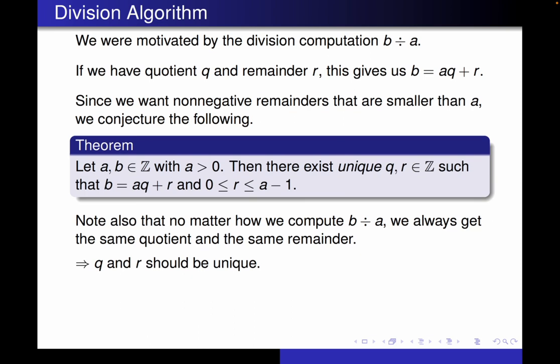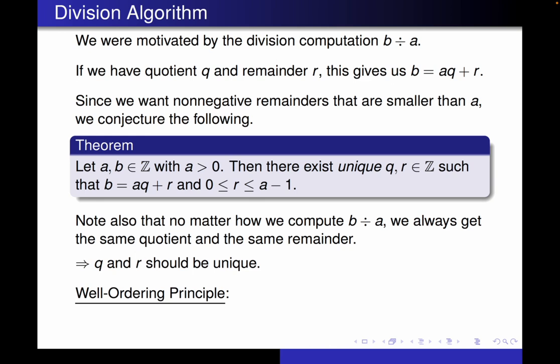So all I did was take the theorem and replace it with there exist unique q and r in the integers such that b is equal to aq plus r and r is between 0 and a minus 1. Which means that there is precisely one quotient and precisely one remainder that make the remainder be between 0 and a minus 1.